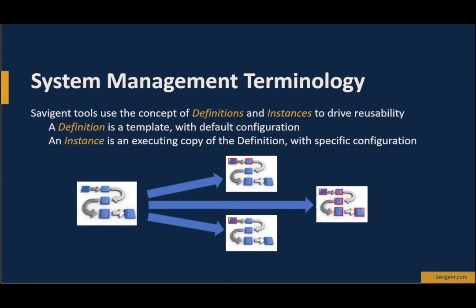So for an example here, a definition is a template with some sort of default configuration. This could be a connection to, let's say, an OPC server. And then when I instantiate that connection to my OPC server, I have to provide something like the IP address, right? So that's going to be my specific configuration. And I can instantiate connections to multiple OPC servers. Each of those would have their own specific configuration. So that would be an instance of that definition. So that's going to be a common theme that you'll see throughout model designer, the workflow designers, and engine designers as we step through that here today.